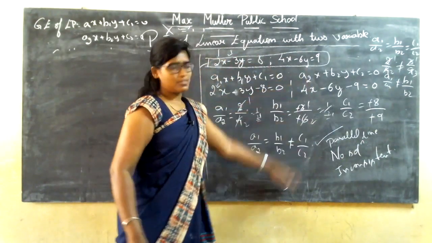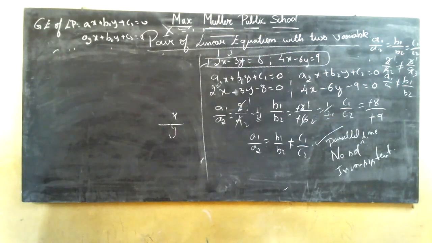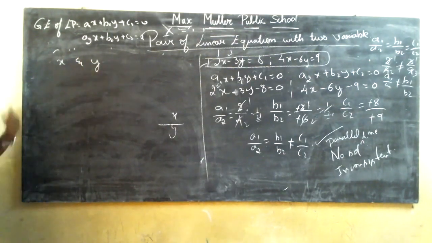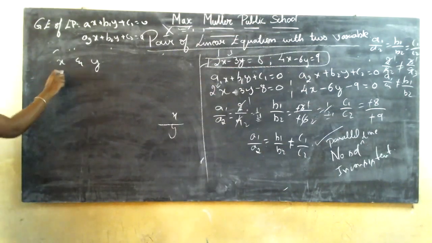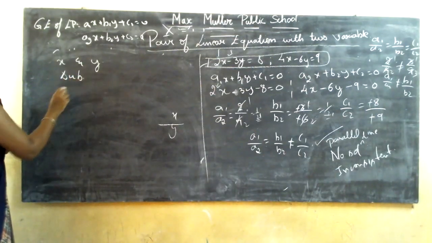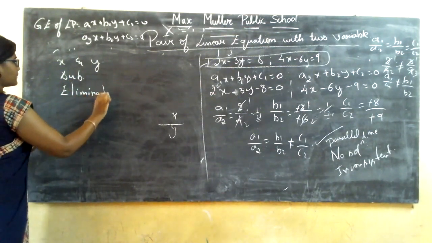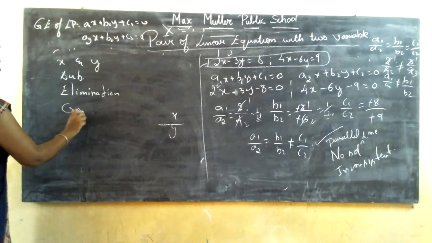The complete method has been omitted. You should not use this method. You have different methods to be used. What are the different methods to find the values of x and y? The methods are the substitution method, elimination method, and cross multiplication method.